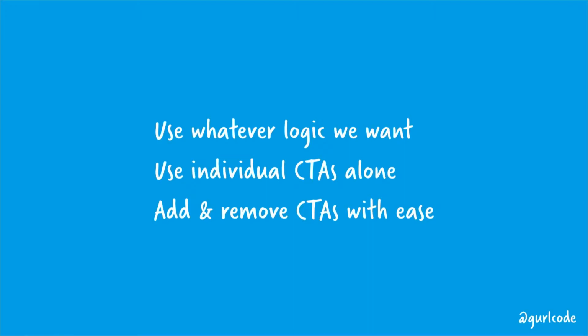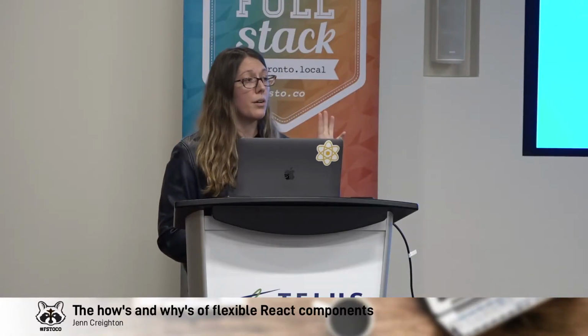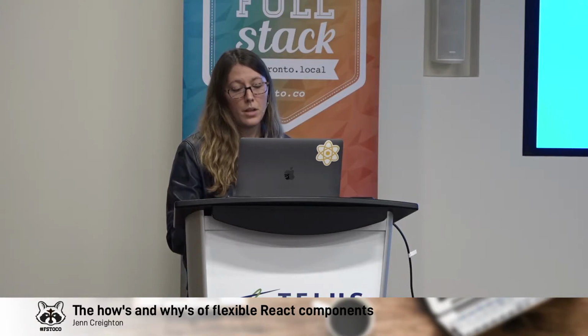So after this refactor, we can use whatever logic we want. We can use the individual CTAs alone. And we can add and remove the CTAs with ease, because they're all in that object. If you want to add or remove one, it's as simple as just plucking it out or adding it to the object. And this was of great help for us for A/B tests.